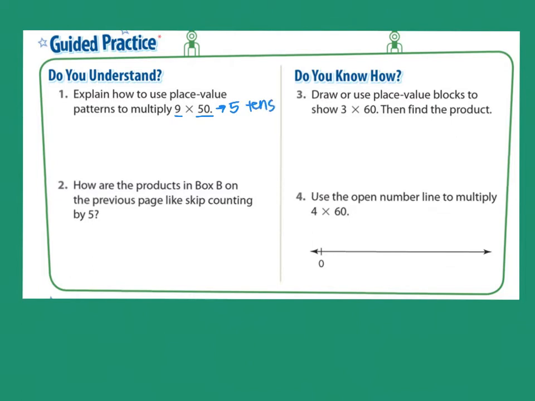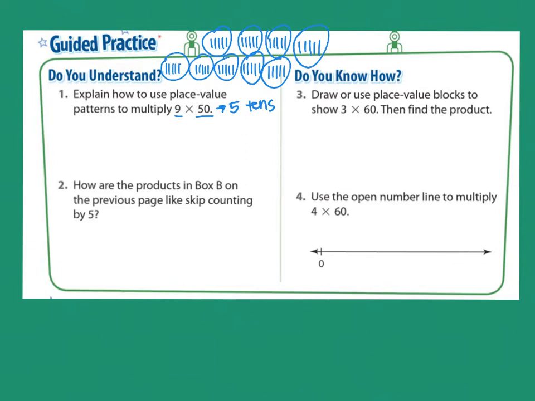So if I wanted to draw a model of that, I would have 9 groups of 5 tens. So I'm going to draw 1, 2, 3, 4, 5. There's one group. 1, 2, 3, 4, 5. There's another group. 1, 2, 3, 4, 5. Another group. That's 4. So I have 1, 2, 3, 4, 5, 6, 7, 8, 9. So what did I just do there?